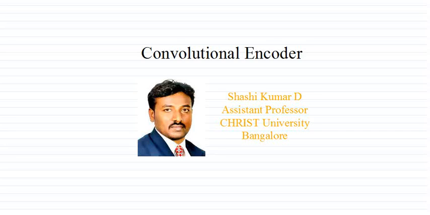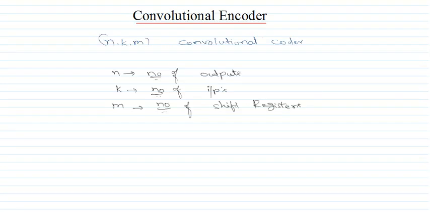Dear students, in this lecture we will see how a convolutional encoder works, and also we will understand how a state transition table for a convolutional encoder is constructed. Moving to the topic, every convolutional encoder is represented by (n, k, m), where n indicates the number of output lines, k is the number of input lines, and m is the number of shift registers used for the convolutional encoder.